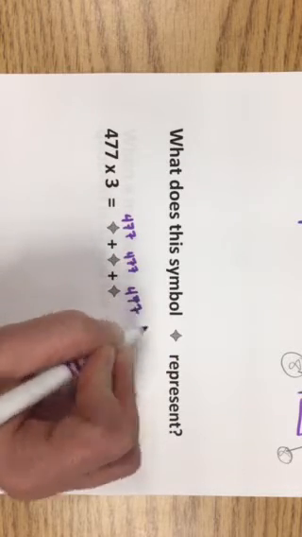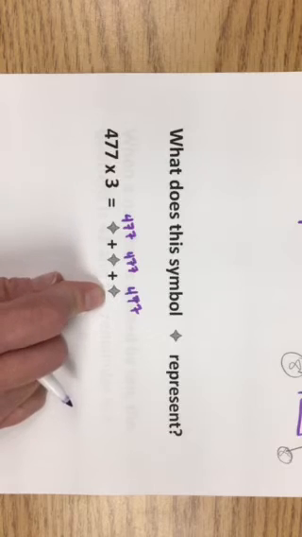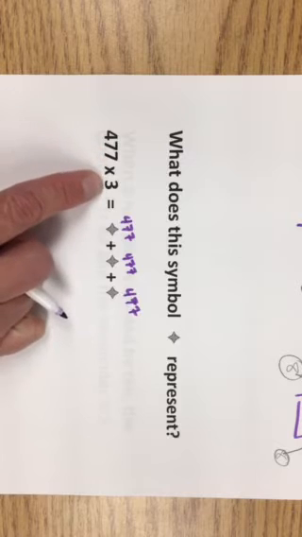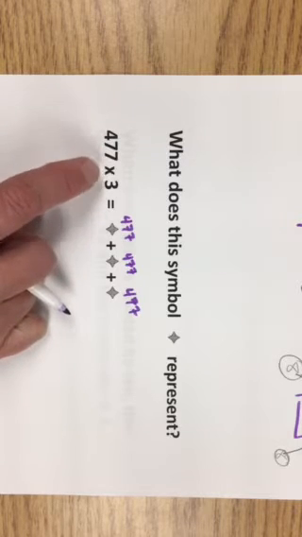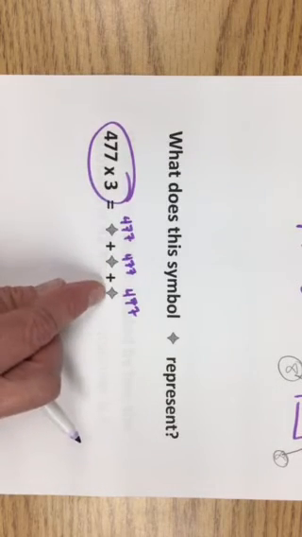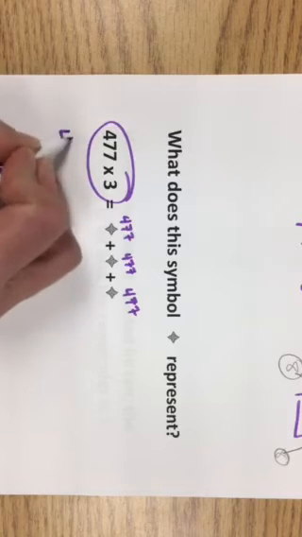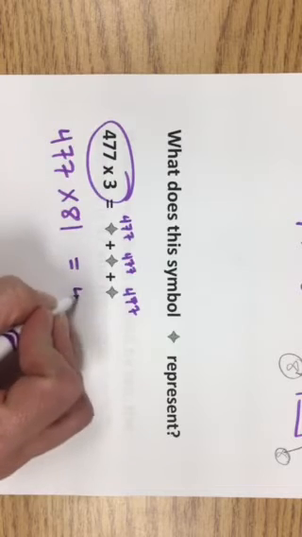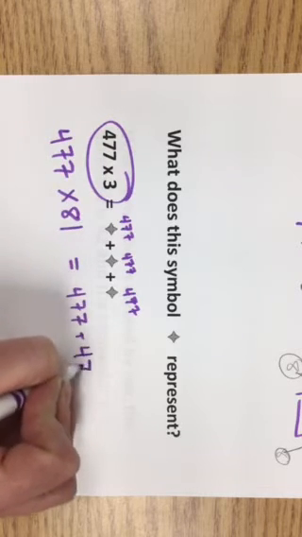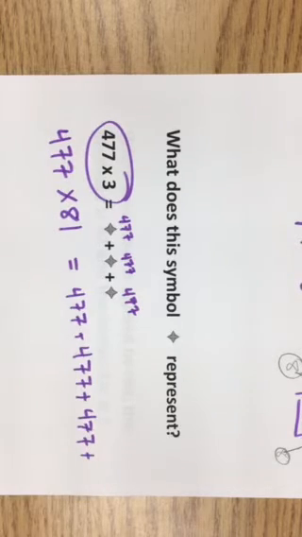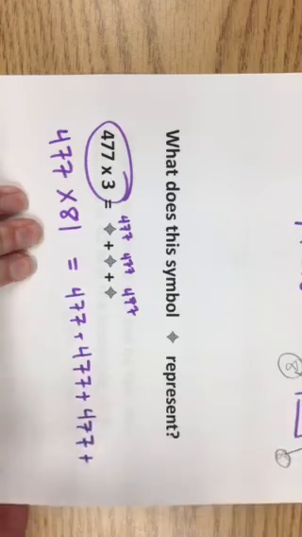So in this case, we would be doing 477 plus 477 plus 477, which is the same as 477 times 3. They want you to identify that multiplication is the same thing as repeated addition. So if we had 477 times 81, we would not use repeated addition to show for that because we'd be doing that 81 times. Okay? But they do want you thinking about it in different ways.